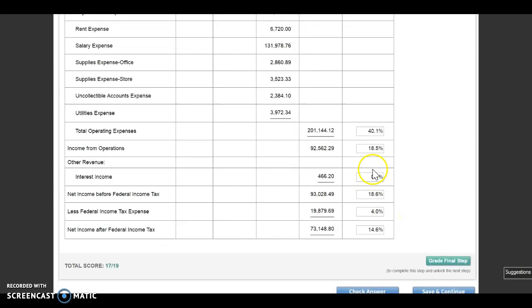Then we scroll down more, we have our total operating expenses. Those are 40.1%. Income from operations, 18.5. Interest income, 0.1. 18.6, 4.0. Make sure you put that 0 in there because you have to have it to the 0.1%.